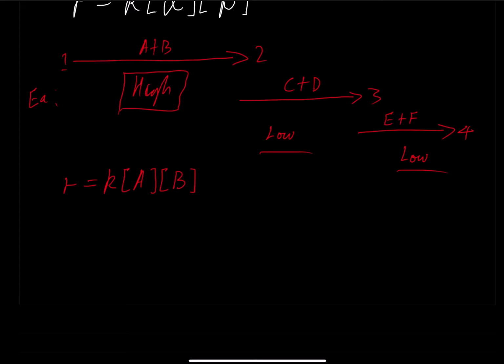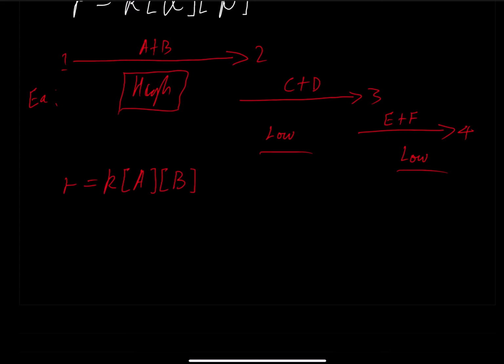We don't care about C to D, C plus D or E plus F because they're not part of our rate determining step. Only A and B are part of that rate determining step. And that's how we draw our rate equation. R is equal to K times A times B.